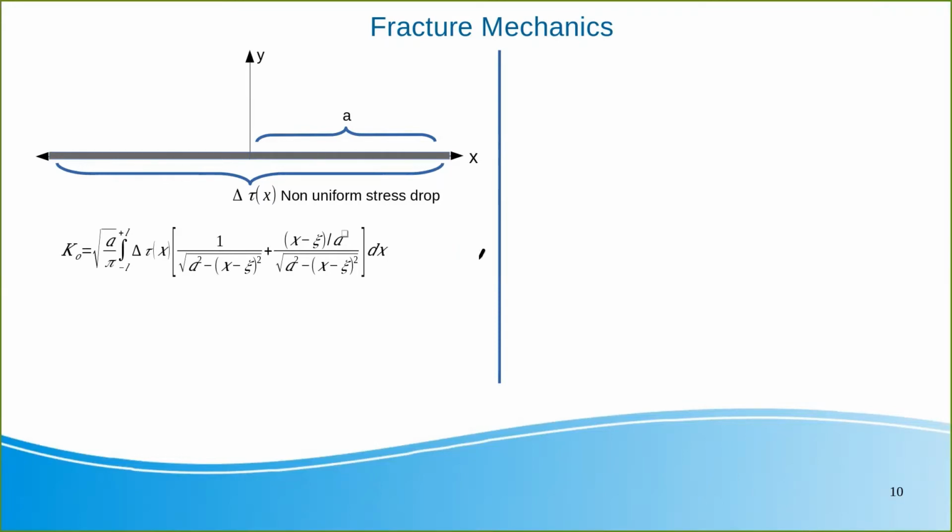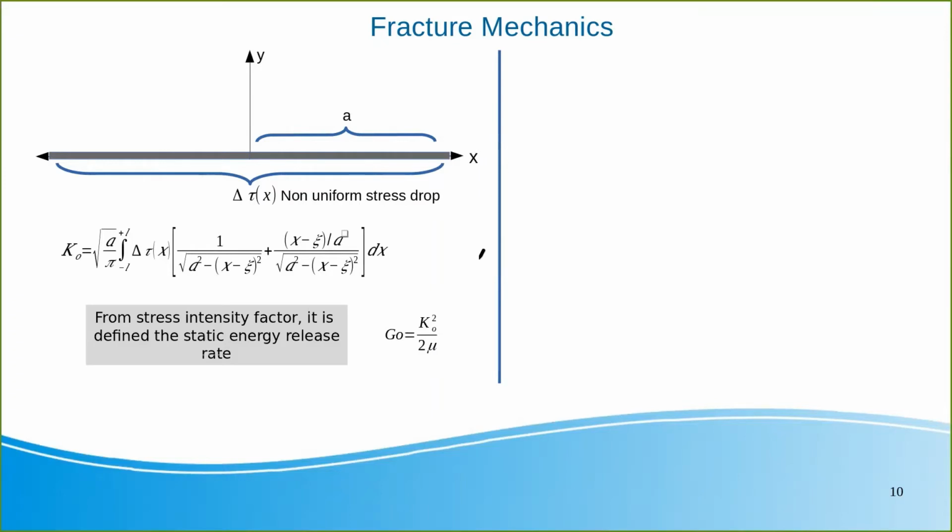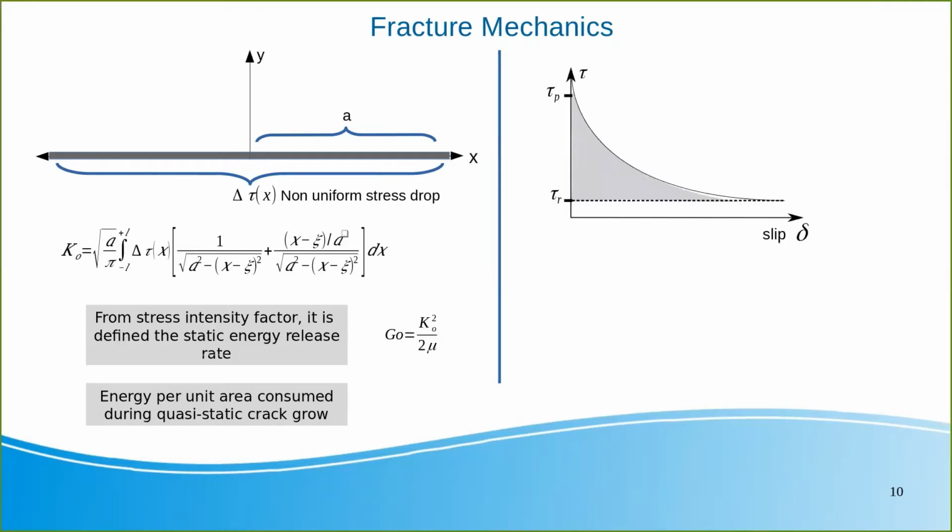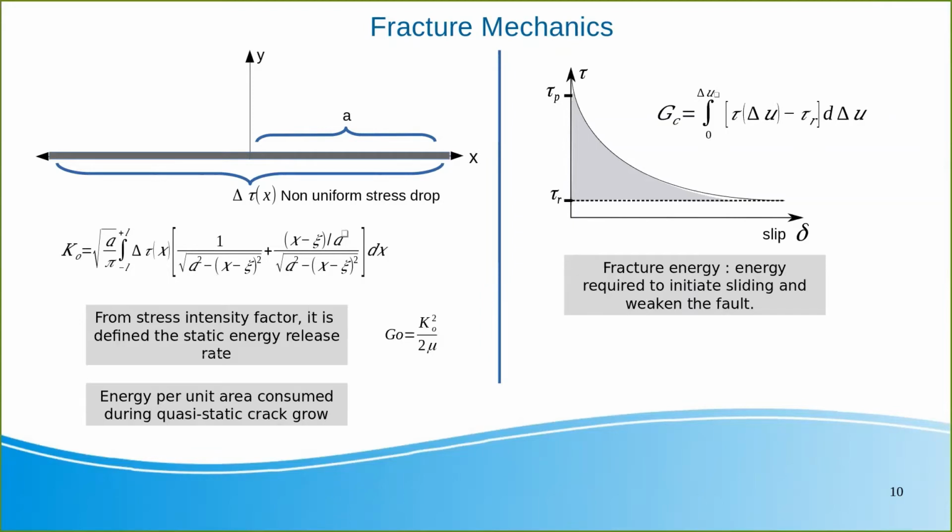So having this stress intensity factor, we can define the static energy release rate. The static energy release rate is very simple in this world: the energy per unit area consumed during quasi-static rupture. So it's like the energy that we have been using to make the fault slide. And then we have another quantity. For example, here in one point of the fault, you can see the stress versus the slip at that point, and the area below this curve is the work required to make the fault slide or weaken. And this is the fracture energy. The fracture energy is mainly the energy required to initiate sliding and weakening the fault.